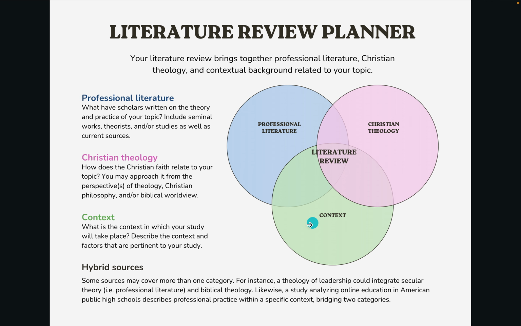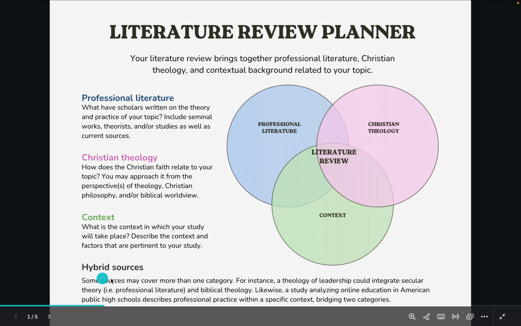And you also want to think about, and sometimes students forget this, that you're writing in a context, and that context could be independent Christian schools. It could be online education in community colleges. It could be public schools in New York City. Whatever your context is, you're going to have literature related to that. And this may or may not be a huge section of your literature review, but you do want to describe your context.